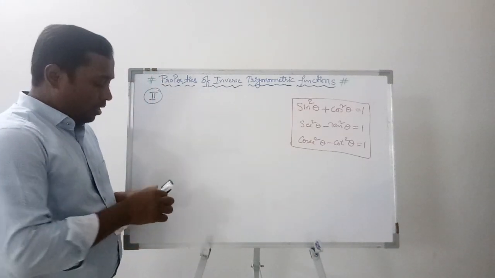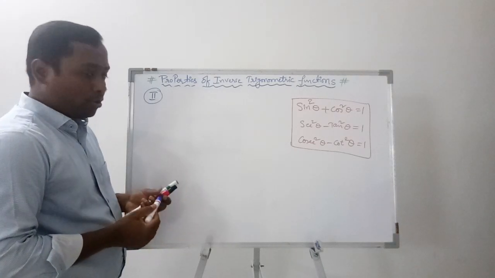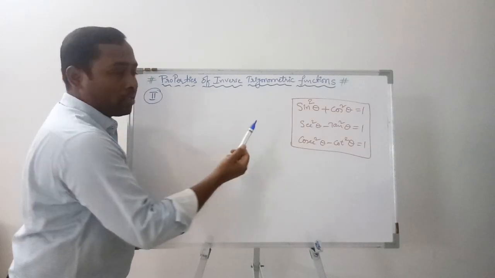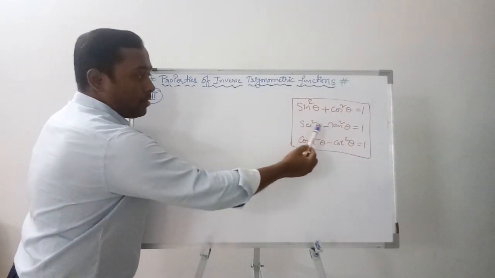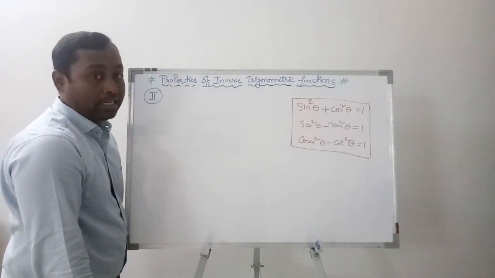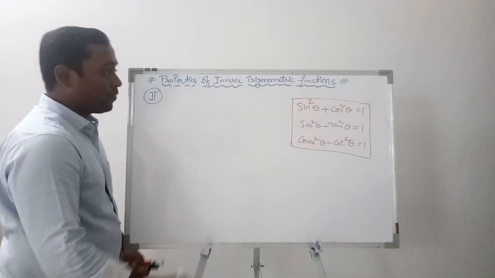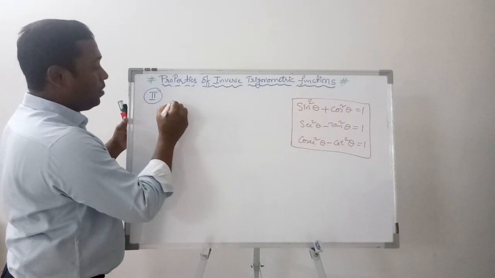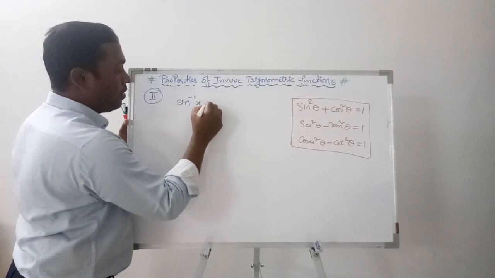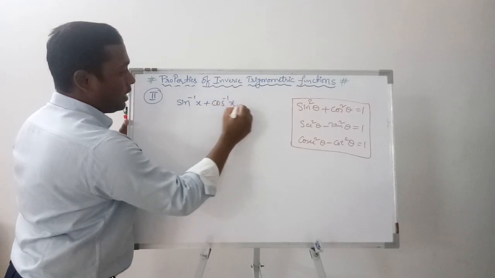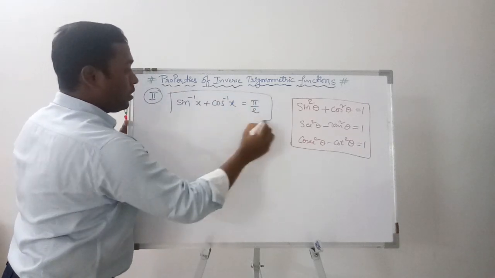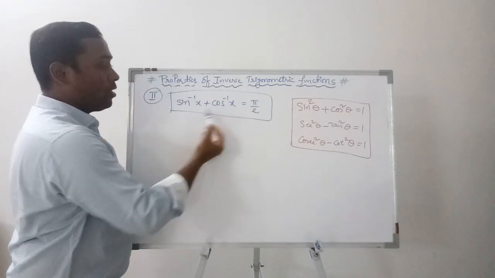Similarly, when we are dealing with inverse trigonometric functions, sin inverse x and cos inverse x are related. Sec inverse x and tan inverse x are related. Cosec inverse x and cot inverse x are also related. How are they related? The first relation between sin and cos is sin inverse x plus cos inverse x is equal to pi by 2. This is the first relation between sin and cos.